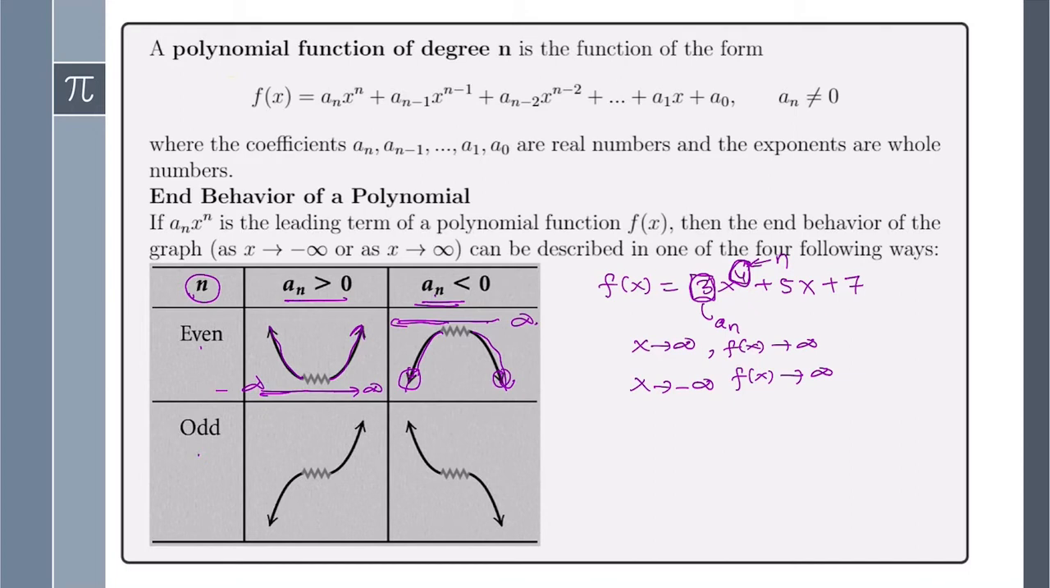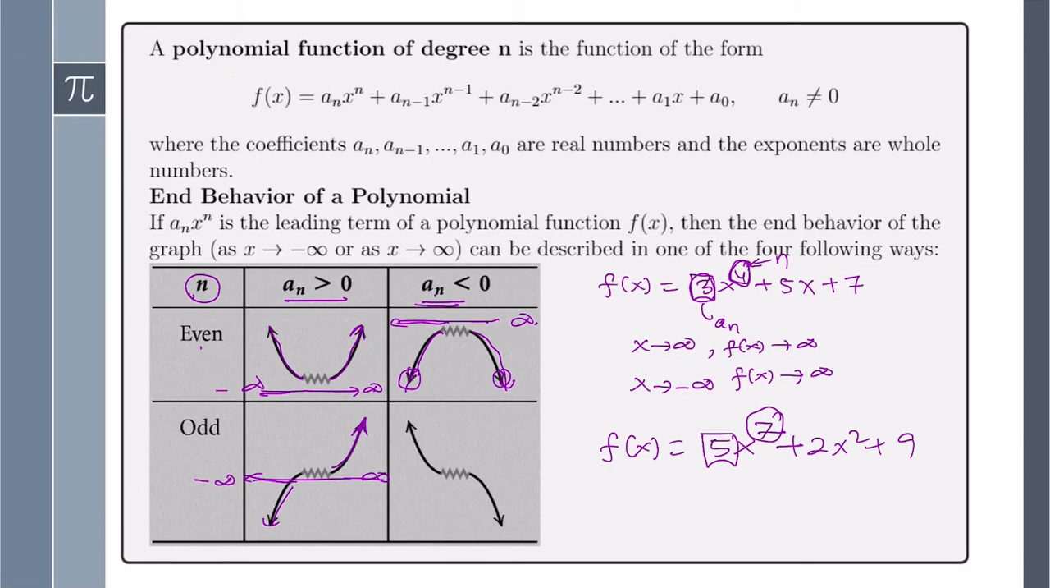Similarly, if the degree is odd, so here, if your function is f of x equals, let's say, 5x to the 7th plus 2x squared plus 9, and the leading coefficient is positive, this is how the graph looks. So when x goes to infinity, the function also goes to infinity. When x goes to negative infinity, the function also goes to negative infinity.